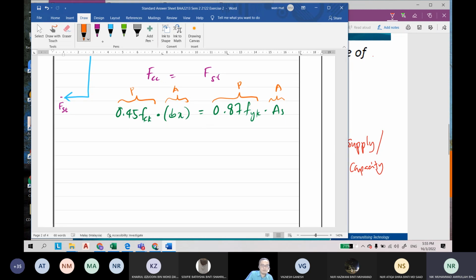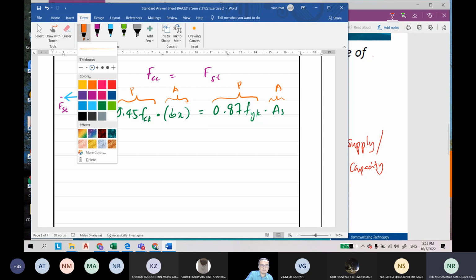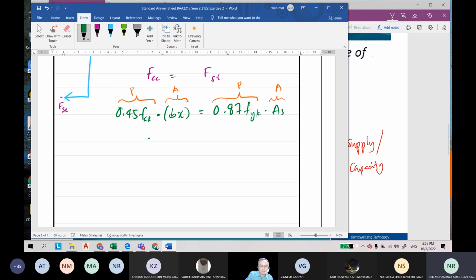So to solve this problem, you get the value of X here. X is equal to what? You solve this very simple equation: 0.87 FYK times AS divided by 0.45 FCK times B. This is the X.